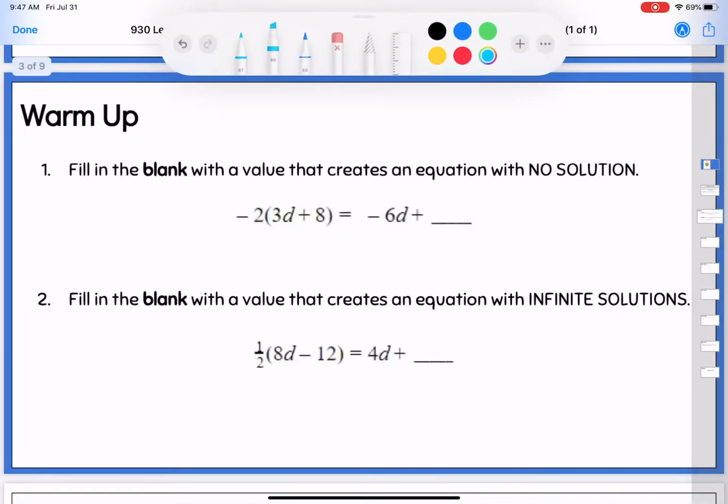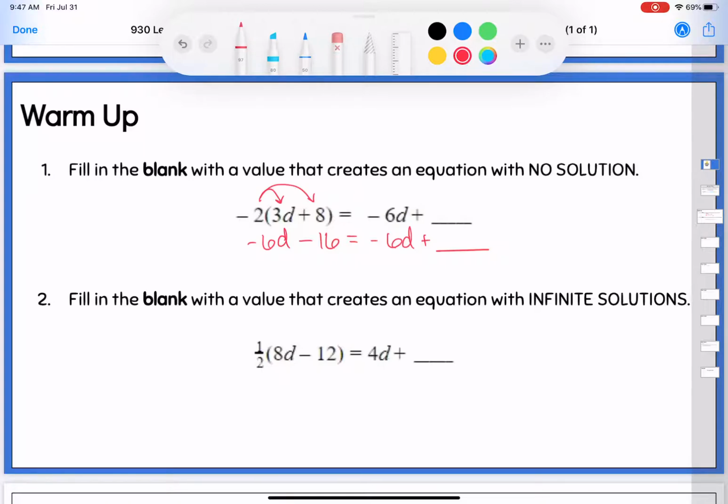All right, so here's what I'm thinking when I'm looking at creating these equations. First of all, I have to simplify a little bit, right? So I have a number outside of parentheses here. So the first thing I'm going to do is distribute this -2 to see really what's going on this side of the equation. So that gives me -6d when I distribute first, and then the -2 times 8 would give me -16. So really this is saying -6d minus 16 equals -6d plus blank.